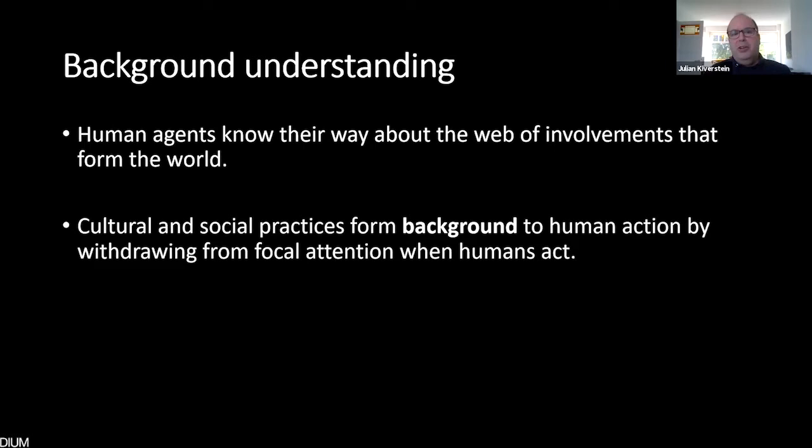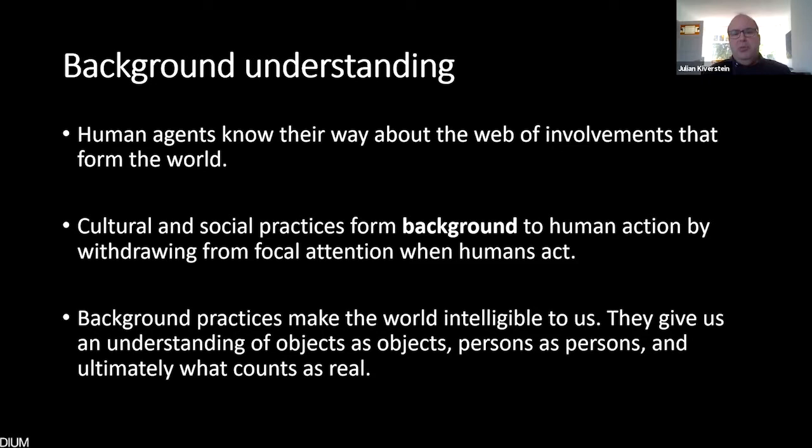So cultural and social practices, Dreyfus described, form what he called the background to human action. They form the background in that they withdraw from our attention when we act, but at the same time, they form the context in which our actions take place, providing a meaning for the kind of entities that we encounter as ready to hand. So background practices, these cultural and social practices that we're socialized into as human beings, make the world intelligible to us. They give us an understanding of objects as objects, persons as persons. And ultimately, they give us an understanding of what it is for something to count as real.